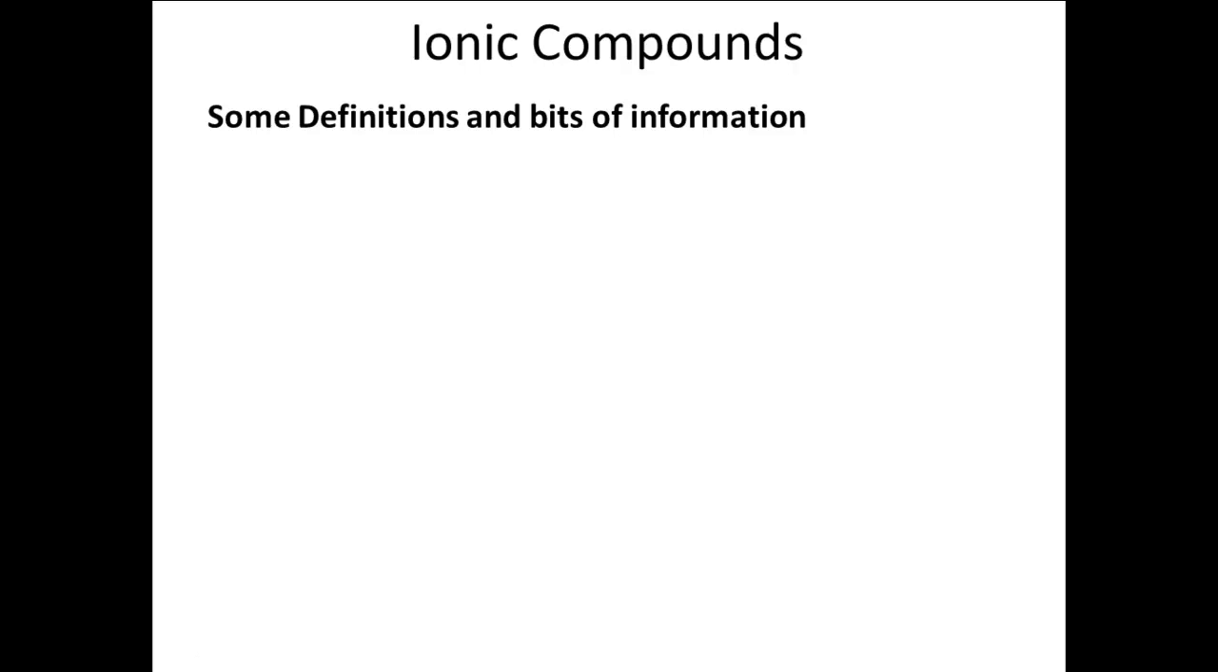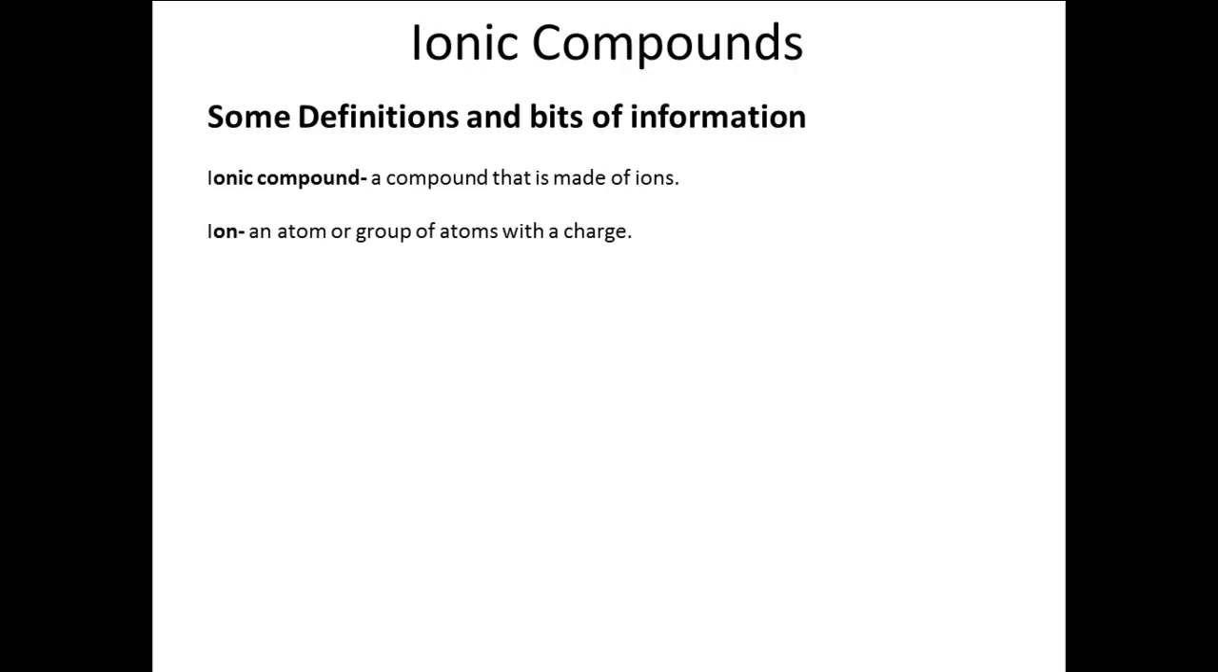Ionic compounds. Some definitions and bits of information. An ionic compound is a compound that is made of ions. An ion is an atom or group of atoms with an electrical charge. The charge may be positive or negative, and it may be more than +1 or -1.